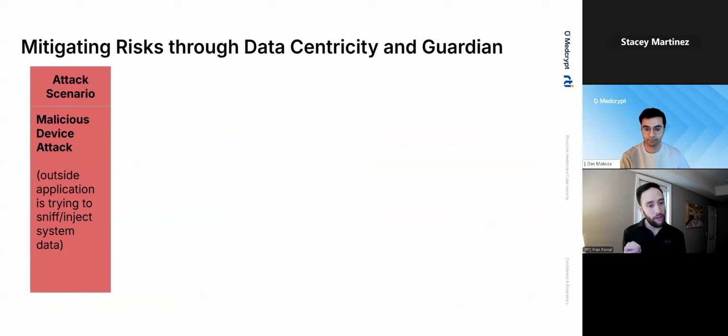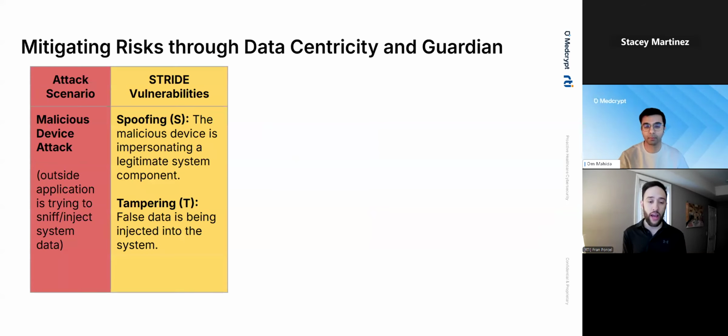So, in that first scenario that we saw, we had a malicious device attack. For example, an outside application that wasn't part of the original communication is trying to sniff or inject system data. If we think of STRIDE as one of the very popular models for vulnerabilities, what that application is trying to do is to steal that data.